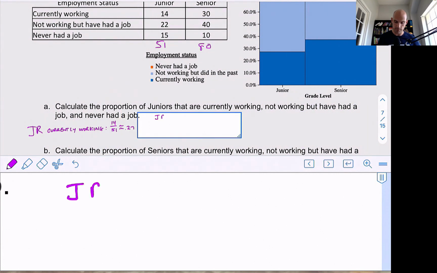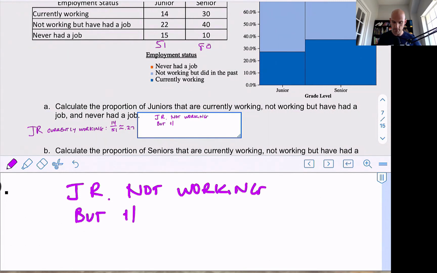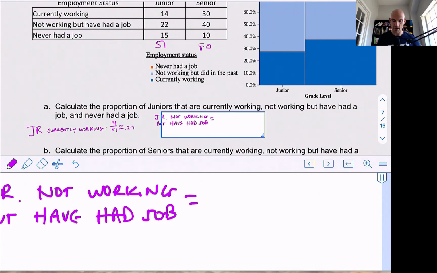Juniors not working, but have had a job. And you can kind of see how this goes, right? We're going through the process here. You might be thinking, oh, this is pretty easy. Why would I want to do this?